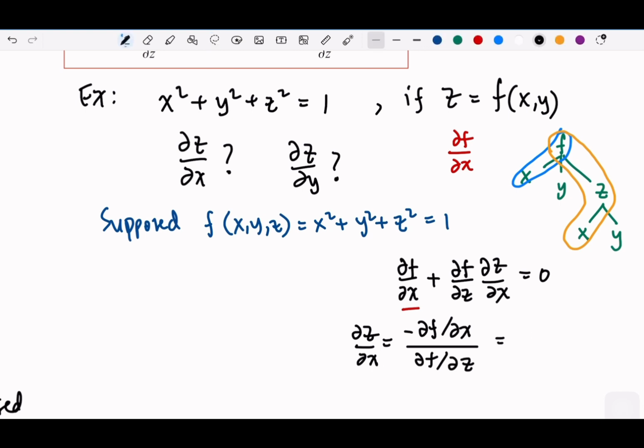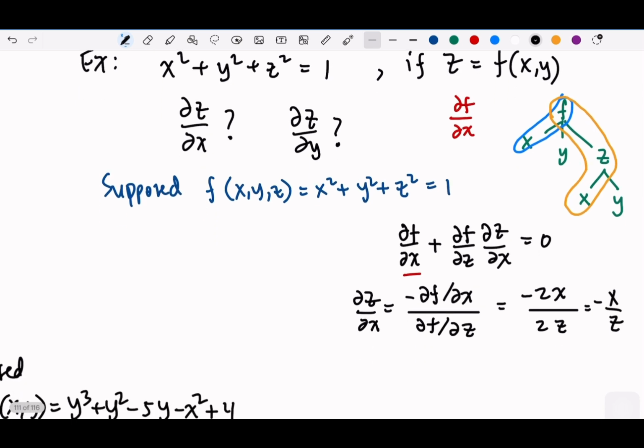So this will be ∂f/∂x, which is 2x, right? And this is ∂f/∂z, which is 2z, or negative x over z. So the same thing with ∂z/∂y. This will be negative. We just exchange x to y, and everything will be the same. And this will be negative y over z.